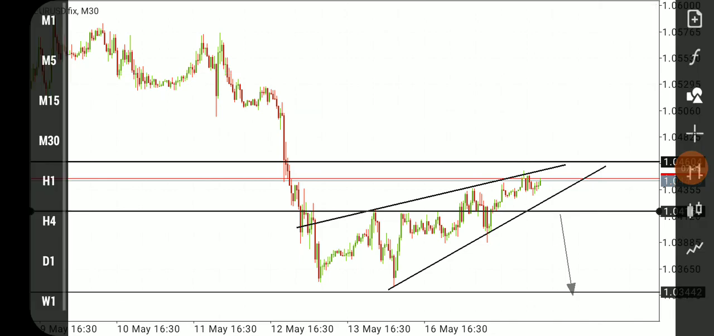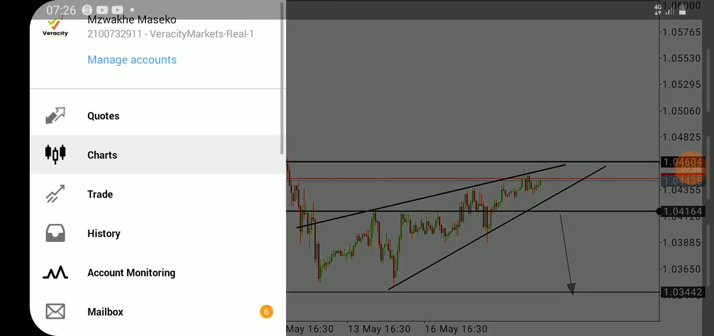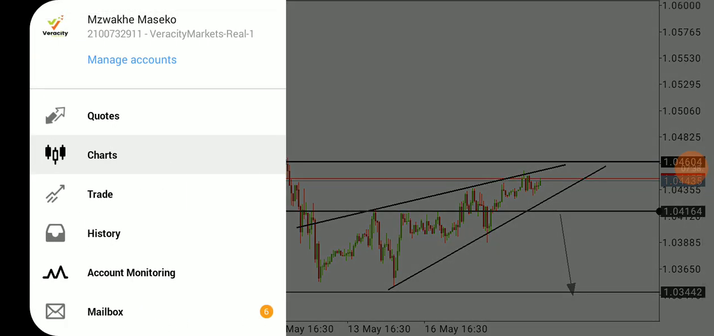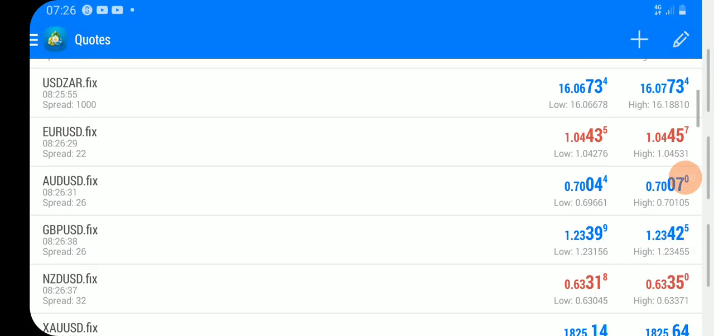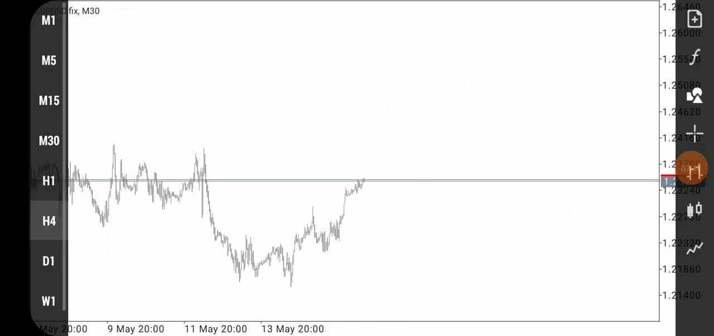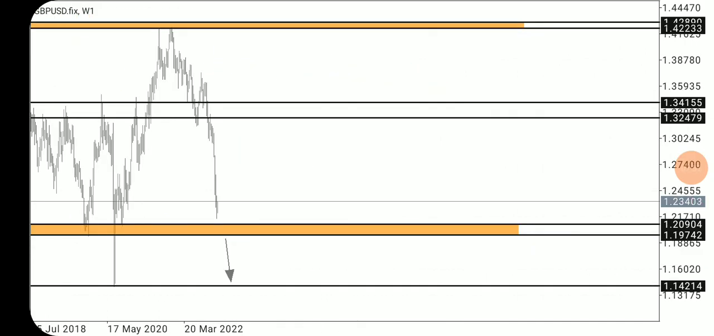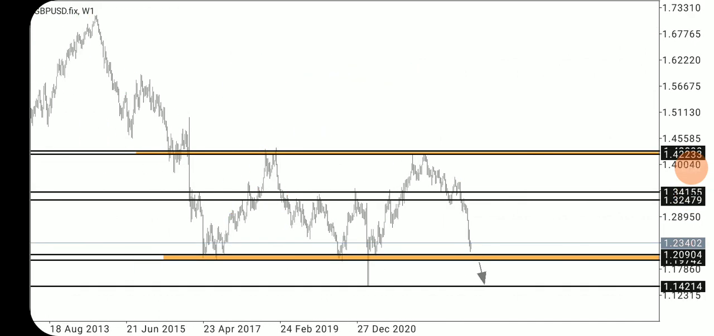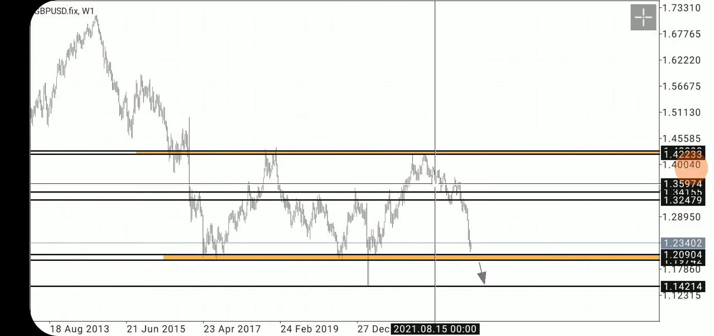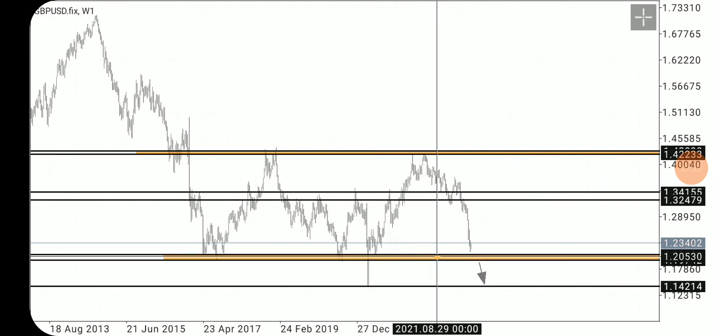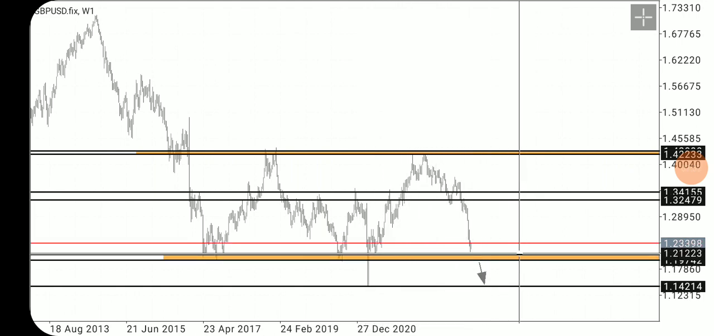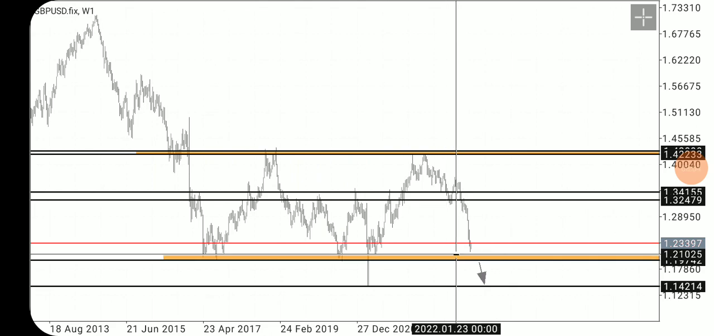And then let's move on to GBP USD, which is part of my trading plans for today. First of all, you can see, guys, GBP USD has been approaching this support area.